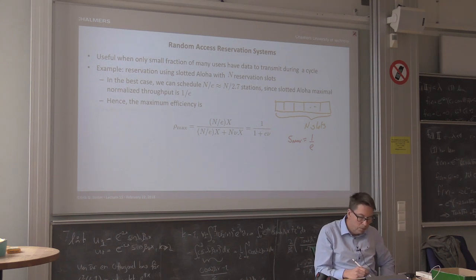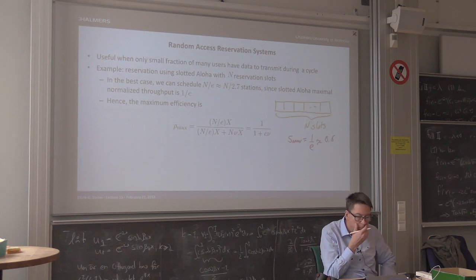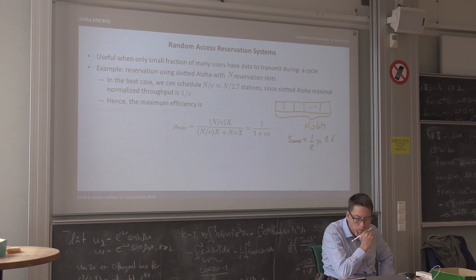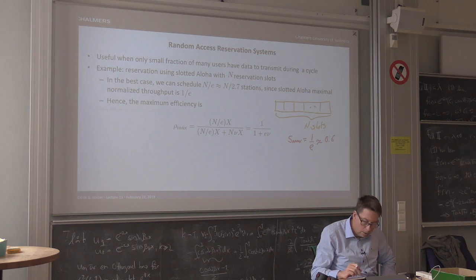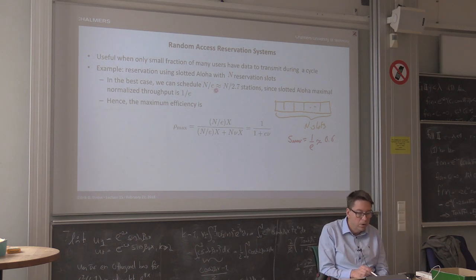So 1 over e, what is that? We said that that was about 0.37, perhaps. I got a little bit confused about the numbers here. But anyway, out of these N slots, N over e slots are actually useful in the sense that there will be no collisions and we can make a reservation. So in the best case, we can schedule this number of users.